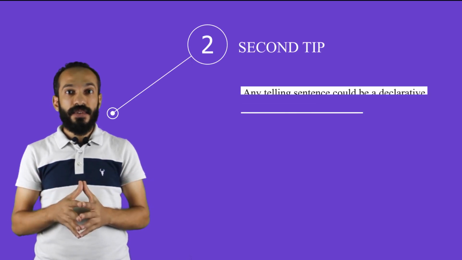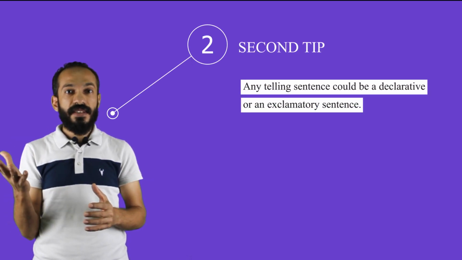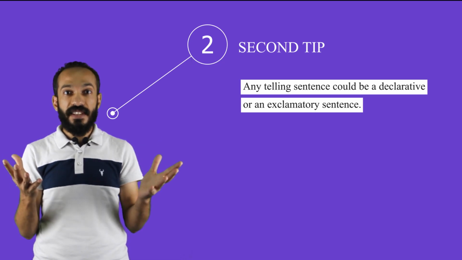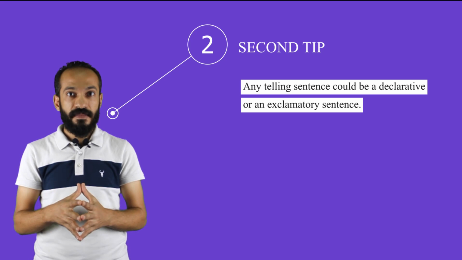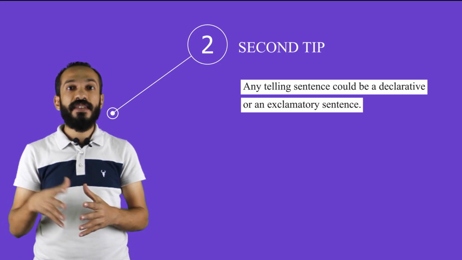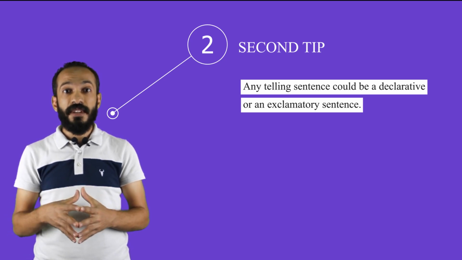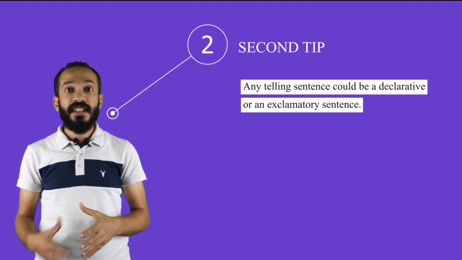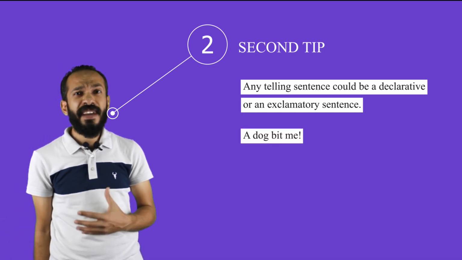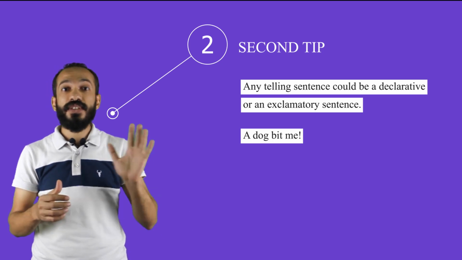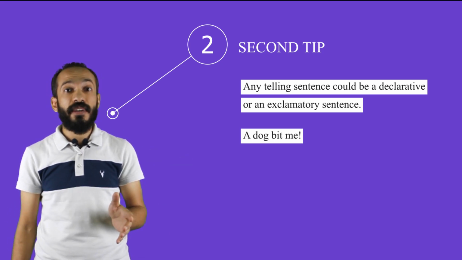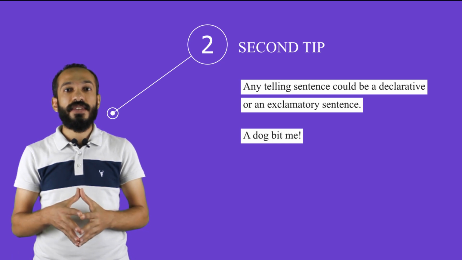Tip number 2. Any telling sentence in the world could be a declarative sentence or an exclamatory sentence. It all depends on the situation or the way we say it. For example, I walk down the street and a dog bit me. I go home bleeding and I tell my mom, the dog bit me! But when I say the same sentence 2 years later to someone asking me about the scar in my leg, I would say, 2 years ago a dog bit me.